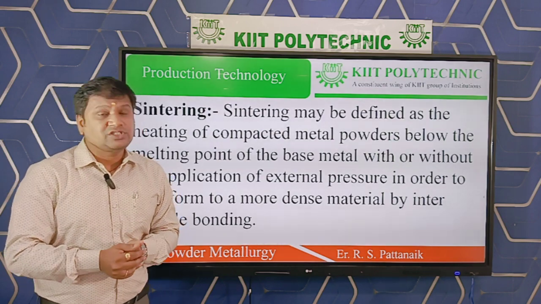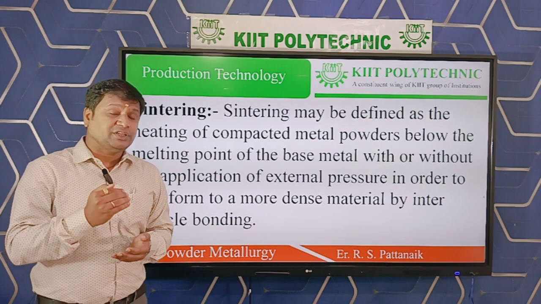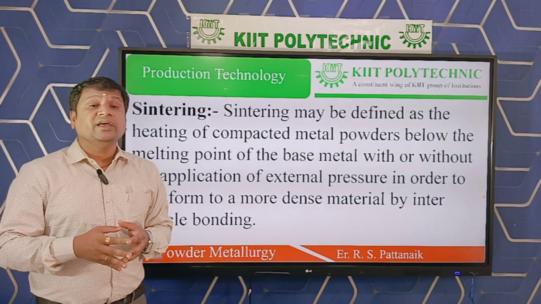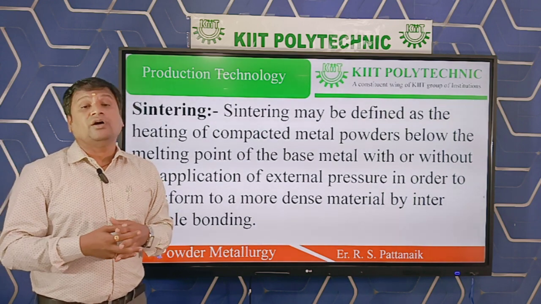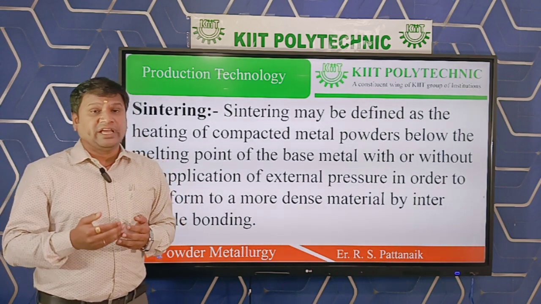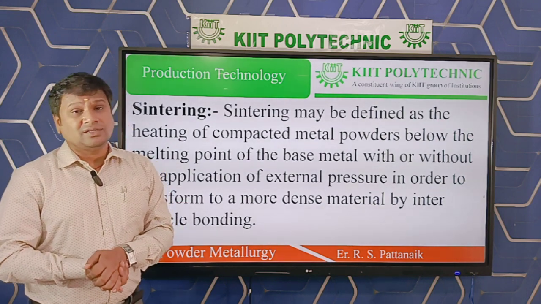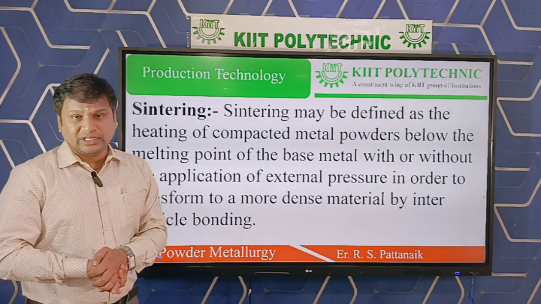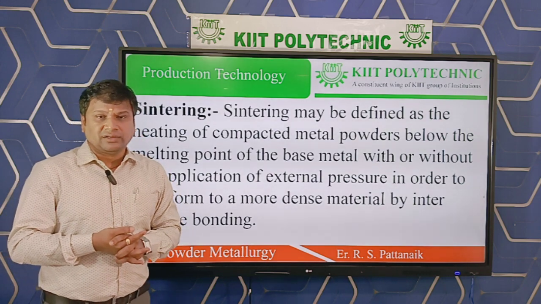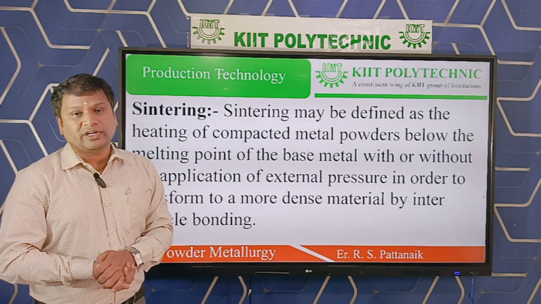So sintering is a process of heating the compacted metal powders below the temperature of the base metal to form a new component, a new product, by interparticle bonding of metal powders. In this step the mechanical as well as physical properties are increased, like controlled porosity, density, mechanical strength, ductility, etc. Generally for steel, the sintering temperature is 1000 degrees centigrade to 1250 degrees centigrade.